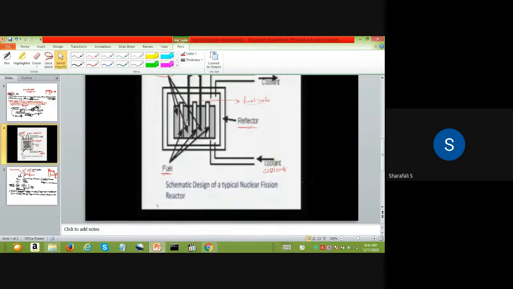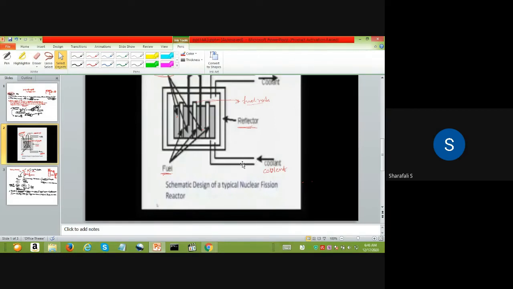Neutrons that get out of this core region will be reflected back to the core region by using this reflector. So that is the function of the reflector. And then we have the coolant. This coolant, we can use water here.